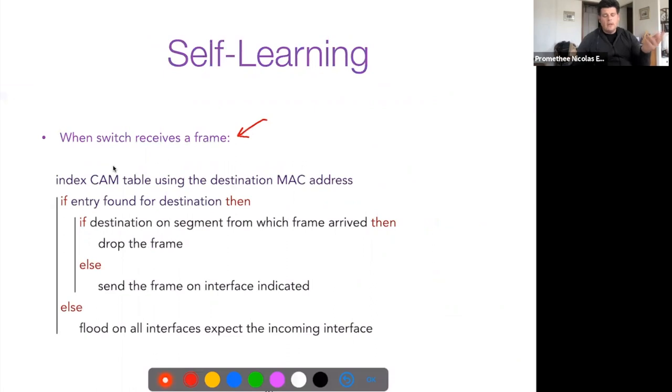If it is in the table, you're going to check if the interface that is indicated is different from the incoming one. If it's the same, you're not going to use it. Otherwise, you're going to have a loop. So what you do here, you check the interface in the table. If it's different, then you're going to send it on this interface. If you cannot find any entry regarding that destination, you flood in order to discover where the destination is for the next time. Okay? So very simple. So that is self-learning.